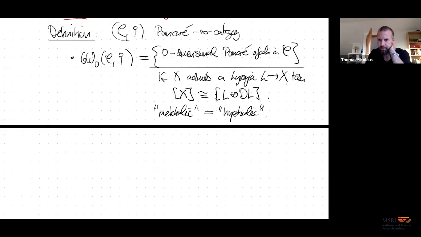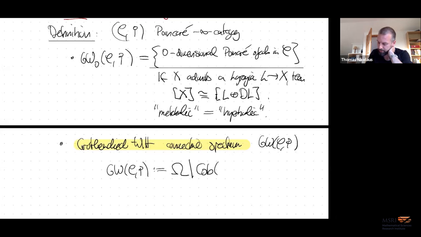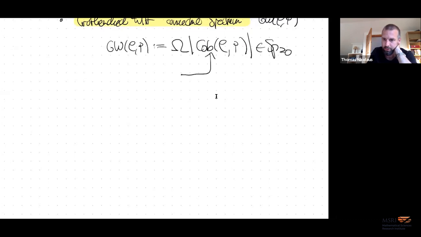And then how are the higher Grothendieck-Witt groups defined? The Grothendieck-Witt spectrum, or connective spectrum, GW of C-copper is defined to be omega of the realization of a certain category, a cobordism category, C-copper. It's a connective spectrum denoted by this. And what is this cobordism category? This category here is the cobordism infinity category, the algebraic cobordism infinity category.